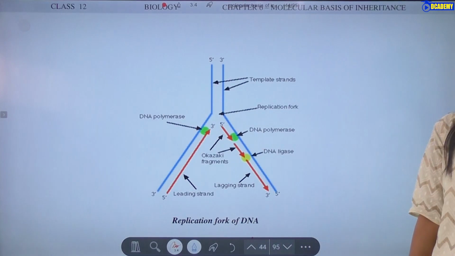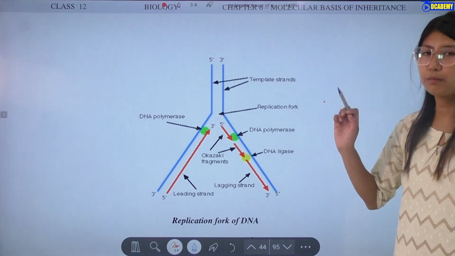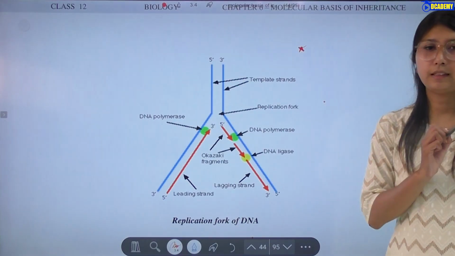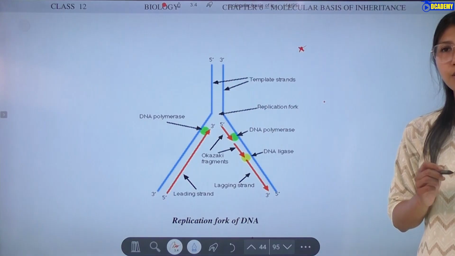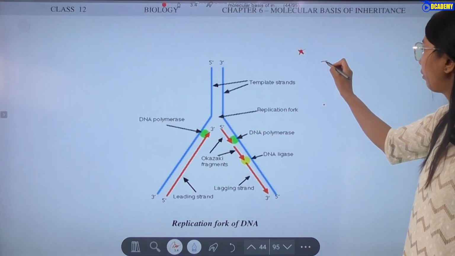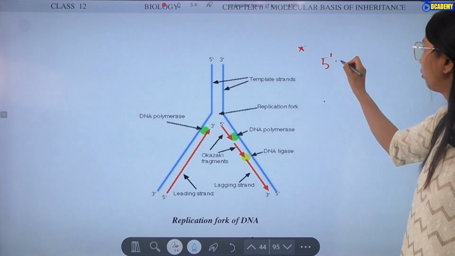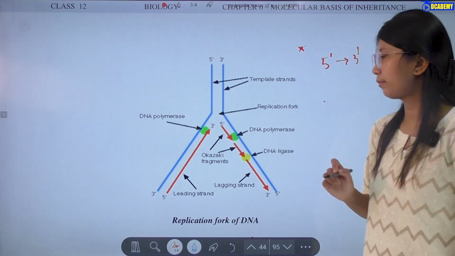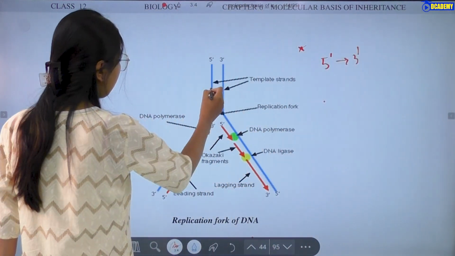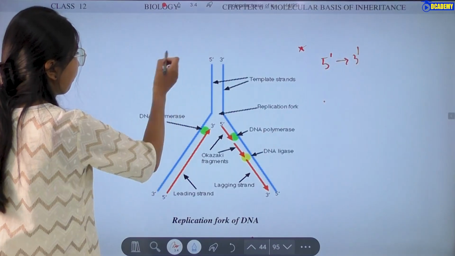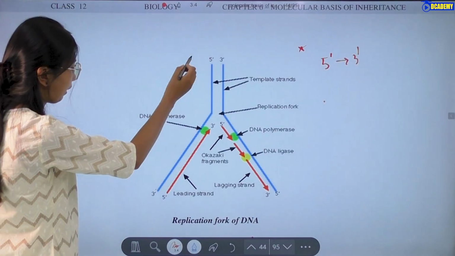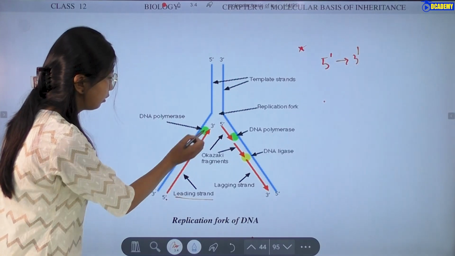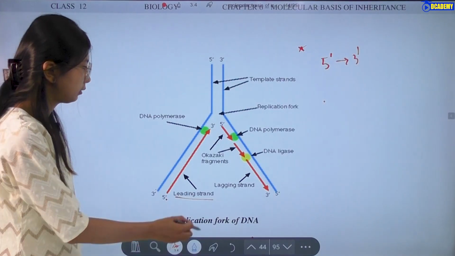For the exam, the DNA replication fork is important. The direction of replication is 5 prime to 3 prime. The template strand is 3 prime to 5 prime, and the leading strand is synthesized 5 prime to 3 prime.